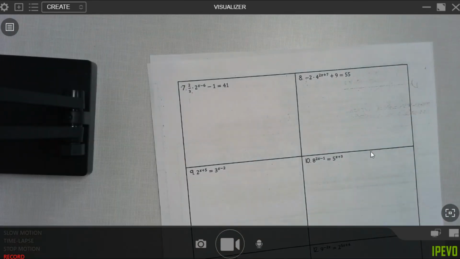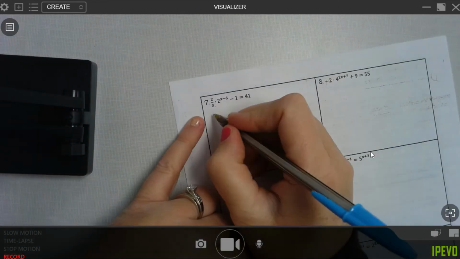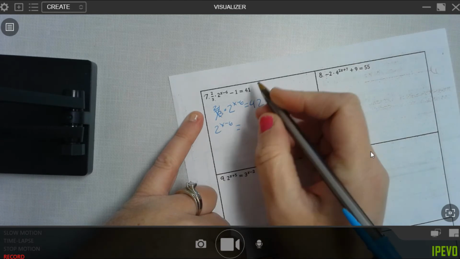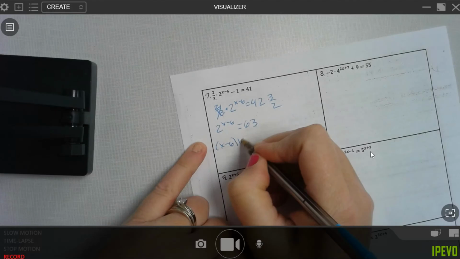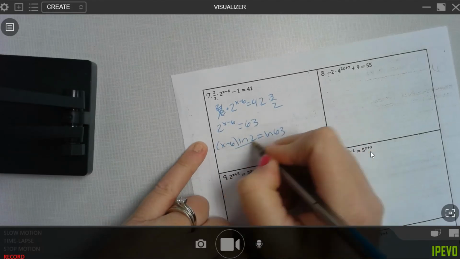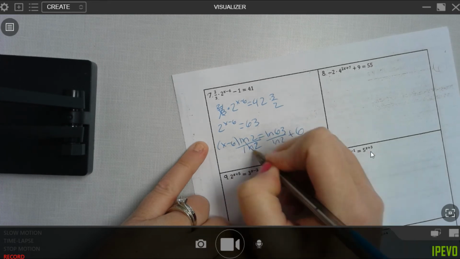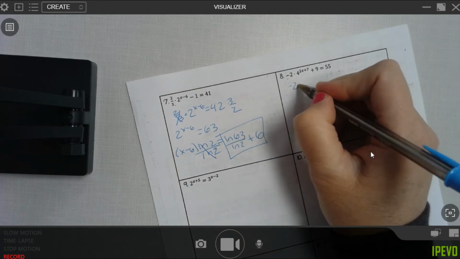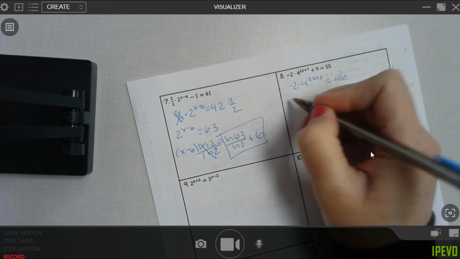All right, on to the back. So first step I do here is to add my 1 over. I'm going to multiply by 3/2 to get rid of that. And then I'm going to natural log both sides. Divide the natural log of 2 over. And add my 6. So subtract my 9 first. Divide by -2.